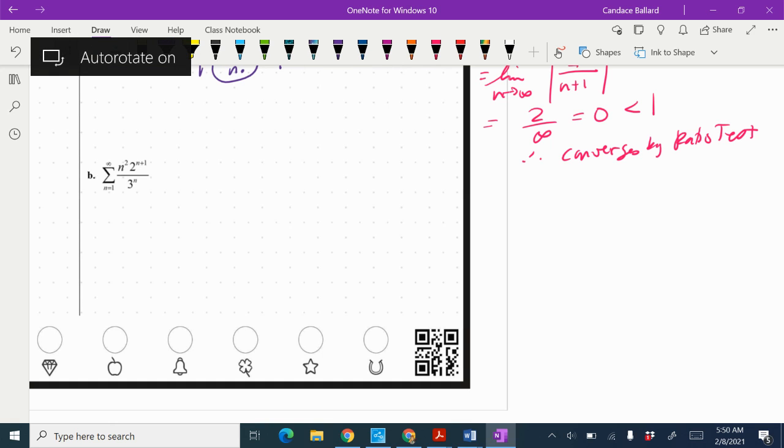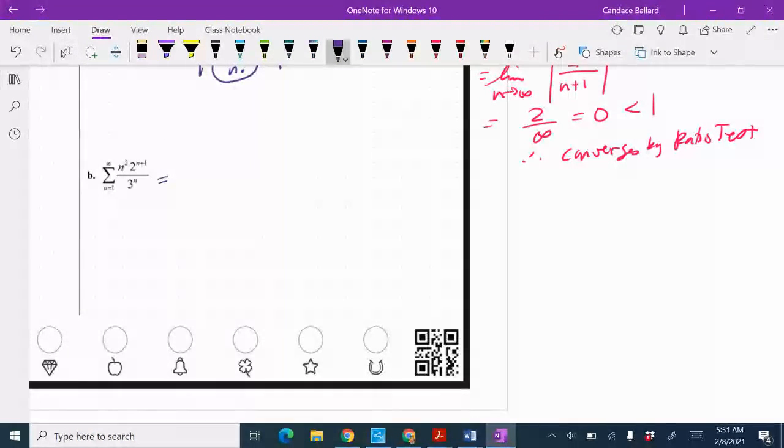In this example, we're going to continue talking about topic 10.8, and we are going to look at example 2. So again, I'm going to start the ratio test by plugging in n plus 1 anytime I see an n. So I have the limit as n approaches infinity, the absolute value of n plus 1 squared times 2 to the n plus 1 over 3 to the n plus 1.